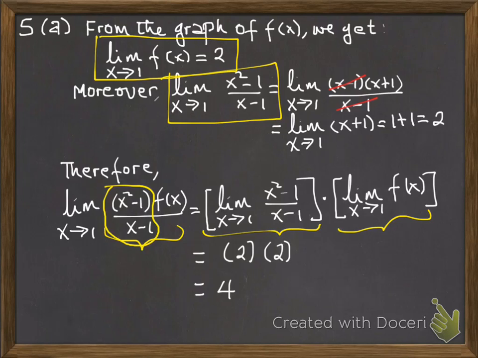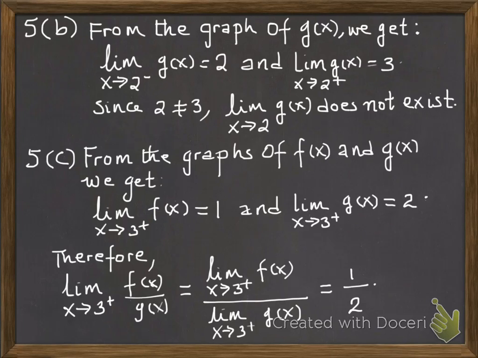So the limits both exist, so we replace each one by its value. As a result, we get 4 normal. So this is 5a, and 5b asks how to compute the limit of this.